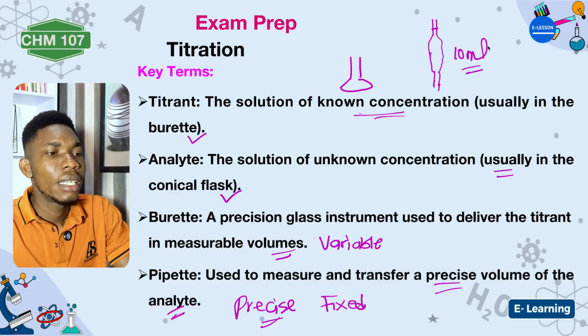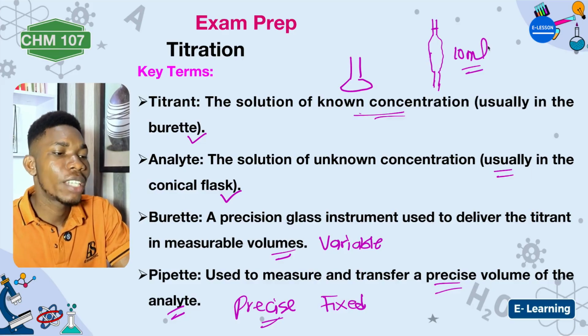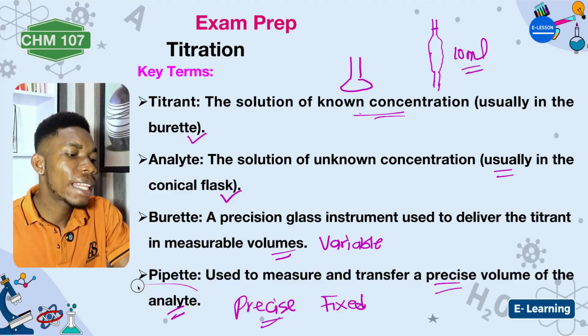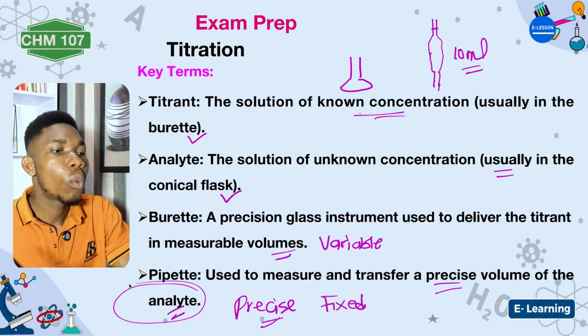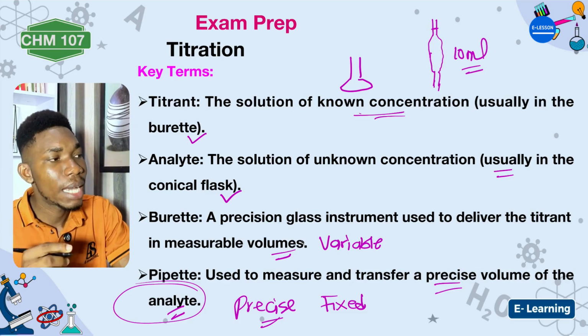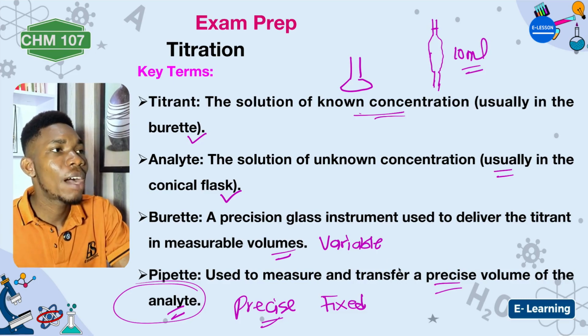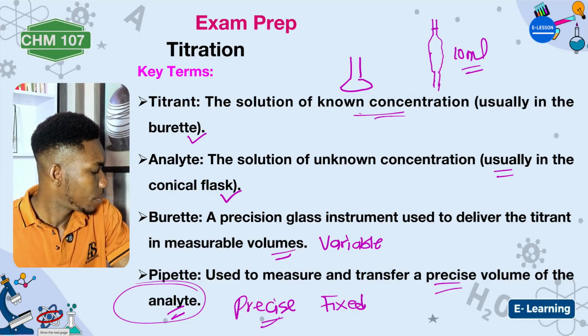Is that okay? If this is a 10 mil pipette, this 10 mil pipette can only deliver how many mil, my dear student? 10 mil. It cannot deliver 5 mil. That's what we are trying to say, that it can measure and transfer a precise amount of the analyte, not the titrant, of the analyte. While the burette can deliver variable amount, but the volume is precise. Can deliver 10 mil, can deliver 5 mil, can deliver 2 mil, and so on and so forth. Is that okay? So take note of that.